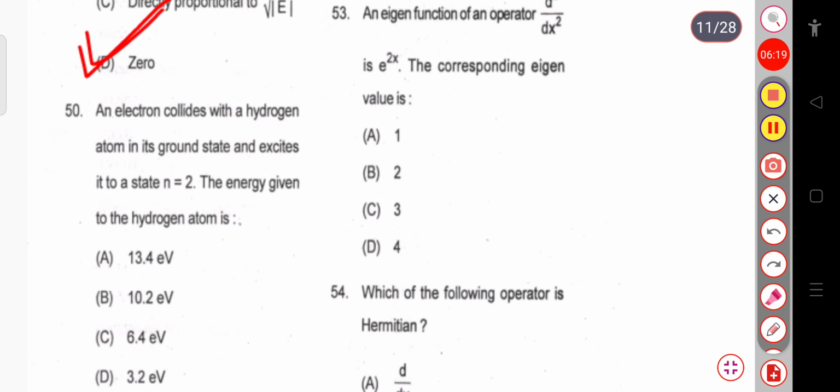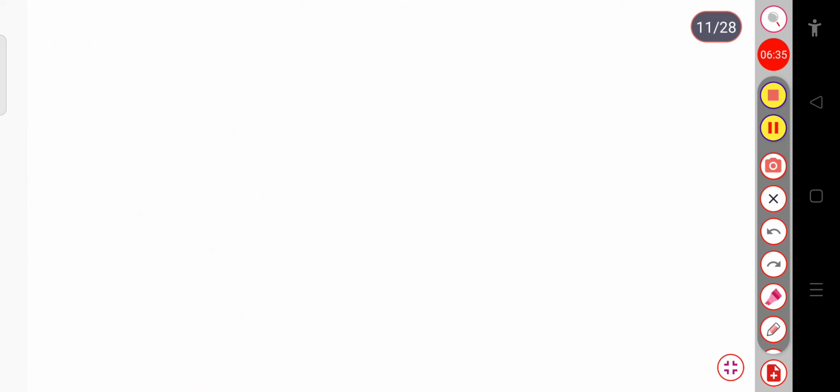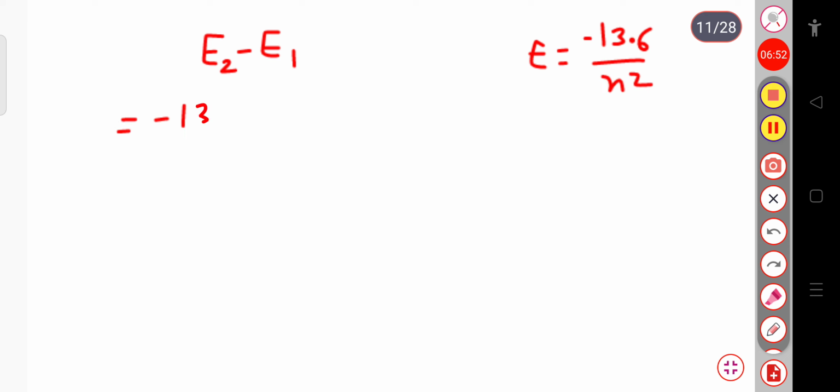Then the next question is question number 50. An electron collides with a hydrogen atom in its ground state and excites it to a state n equal to 2. Then you have to calculate the energy given to the hydrogen atom. That is basically the difference between the two energy levels, E2 minus E1. And you know energy equals minus 13.6 divided by n square. For E2 I can write minus 13.6 divided by 2 square, which is 4, since it is excited to the state n equal to 2.